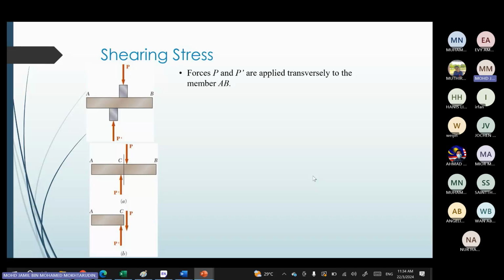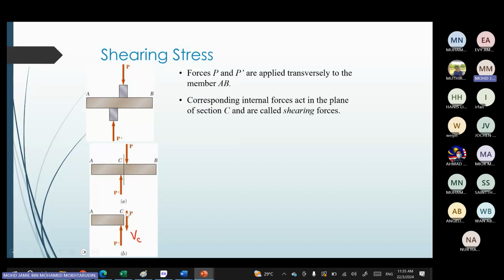So here is an example. You have forces P and P prime applied transversely on the member AB. When you have force P and force P prime, and then you cut the structure at point C, there is shear inside the structure at point C. In our tutorial just now, it is the force VC. The force VC is the internal shear force in the structure. The corresponding internal forces acting in the plane of section C are called the shearing force.